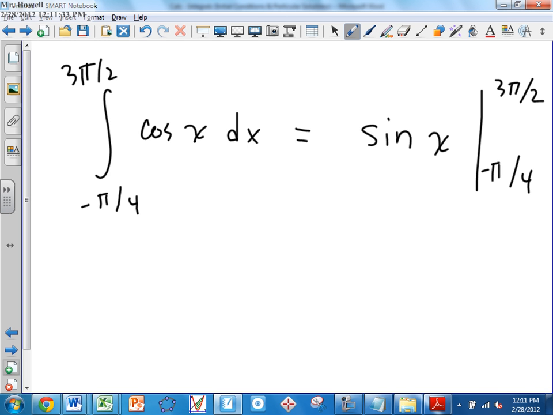The integral of sine x is negative cos x. If these two were switched, if this was sine x, this would be negative cosine x. Yeah, absolutely. What do I do now, guys? Plug in and solve, please.